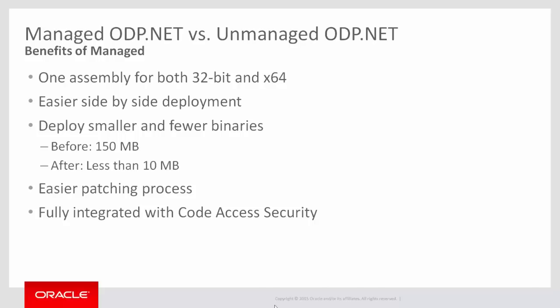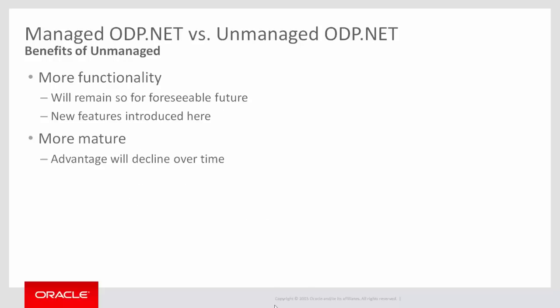Whereas you only could do it partially with unmanaged ODP with the oracle.dataaccess.dll, because more of the code, or all of the code for the client side, has been moved into a single oracle.managedDataAccess.dll. You can now manage that completely with code access security in order to securitize your assemblies. So that's another nice benefit of this new managed ODP.NET.